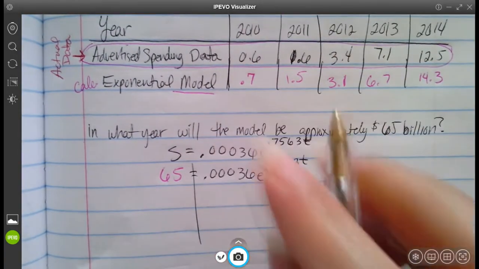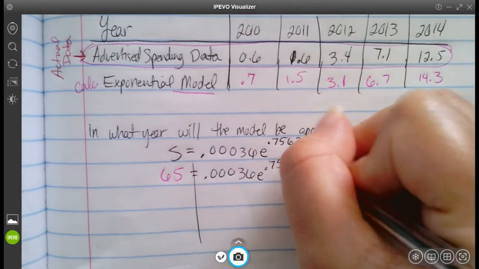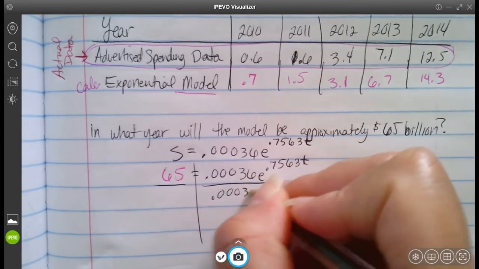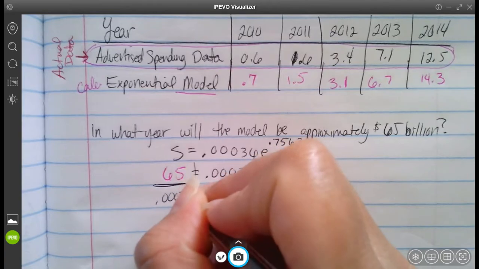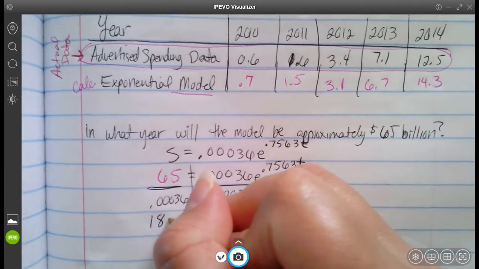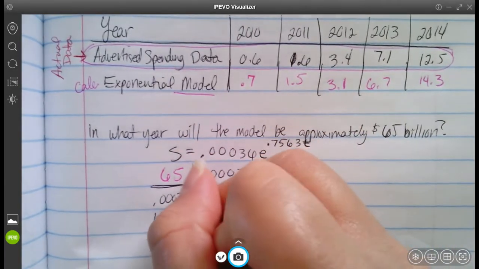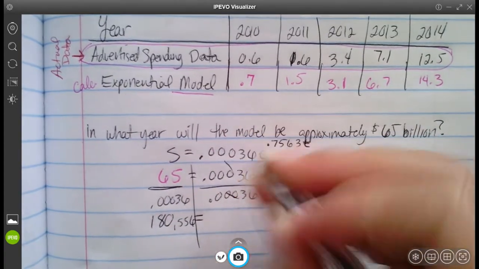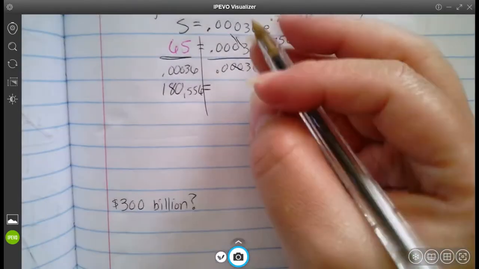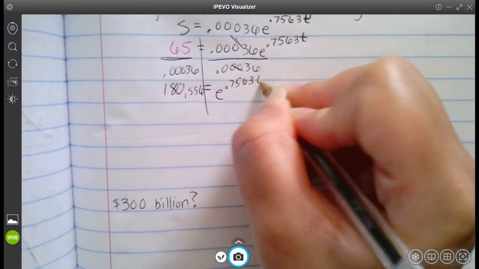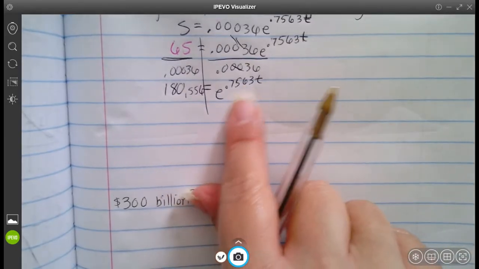So I'm going to go ahead and get the t by itself is what I'm trying to find because I want to know what year, right? So we're going to divide both sides first by 0.00036, and we'll see what that gives us. Okay, so I'm getting 180,556. I'm just going to round, okay? And that's going to be equal to e to all this. Let me move this just a little bit down so you can see what I'm doing. So e to the power of 0.7563t.